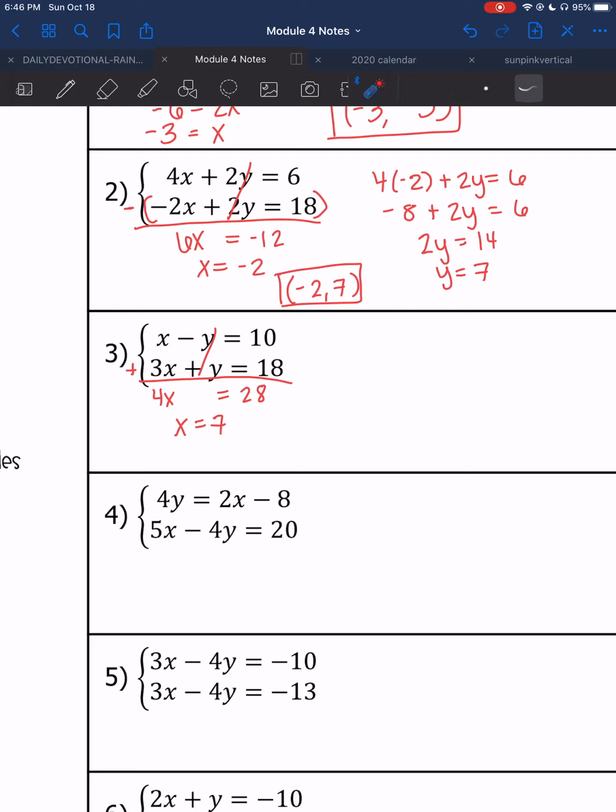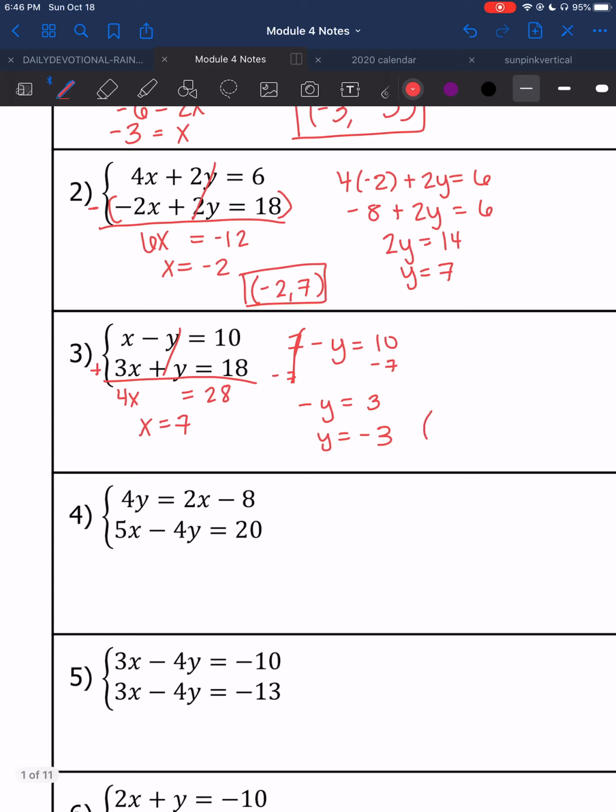Plug it into either equation. I pick that one. So 7 minus y equals 10. Subtract 7 from both sides. Negative y equals 3, so y equals negative 3. So my ordered pair solution is 7, negative 3.